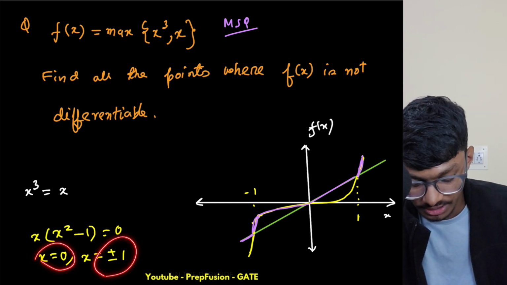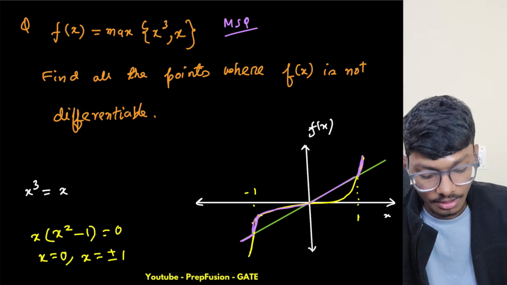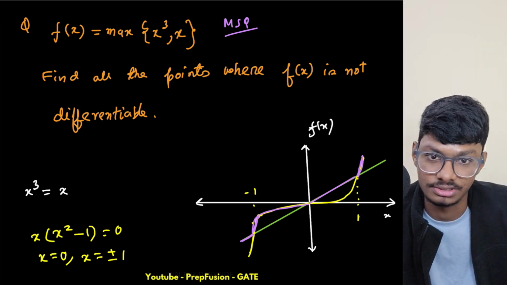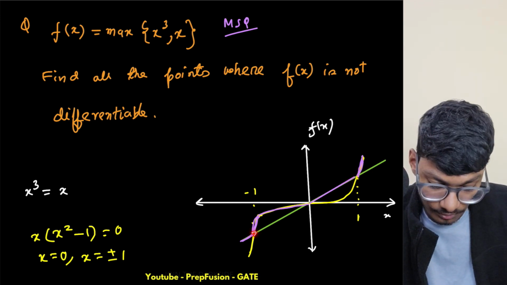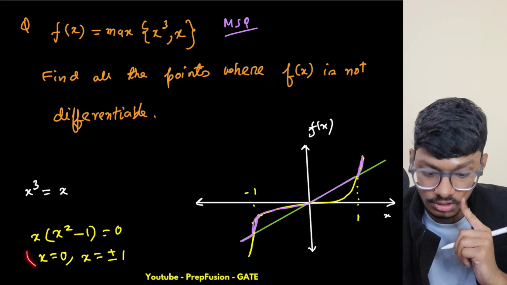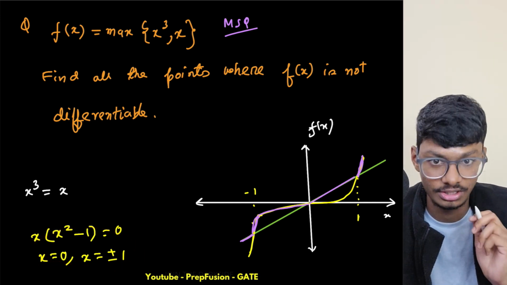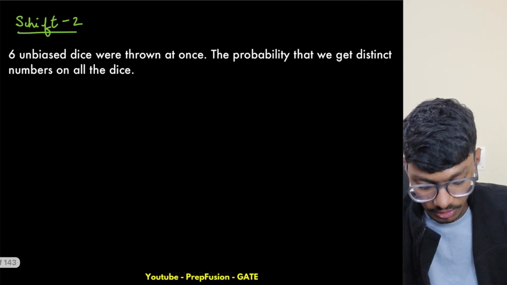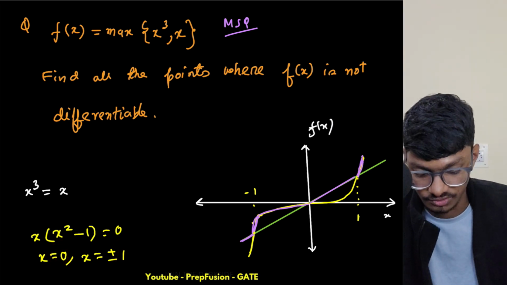So at these 3 points they are intersecting, and at these 3 points they will not be differentiable, because my slope is suddenly changing. Also the graph is suddenly changing. So that is one thing you have to note. These 3 points are intersecting and they are not differentiable at these 3 points. Are they continuous? Tell me, are they continuous or not? So this will be the answer, x equal to 0, plus minus 1.